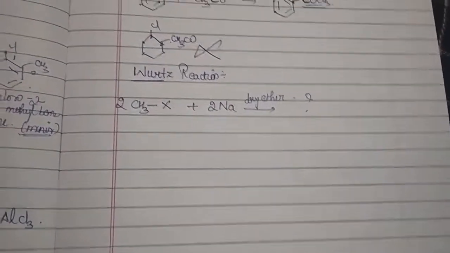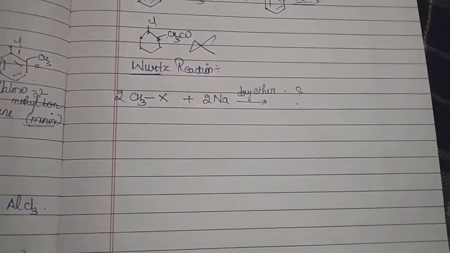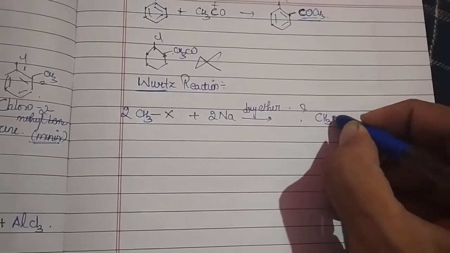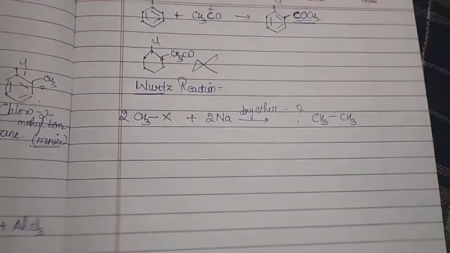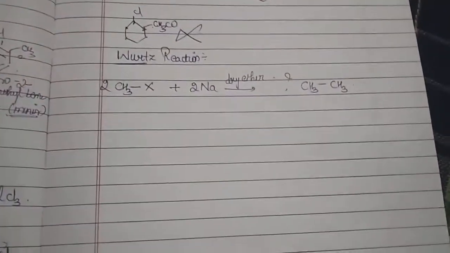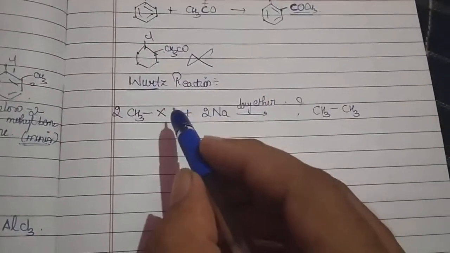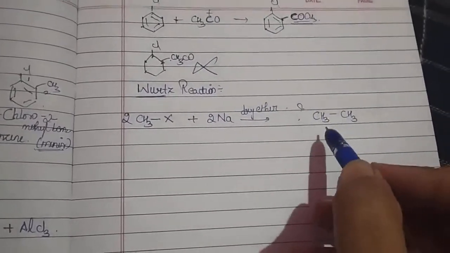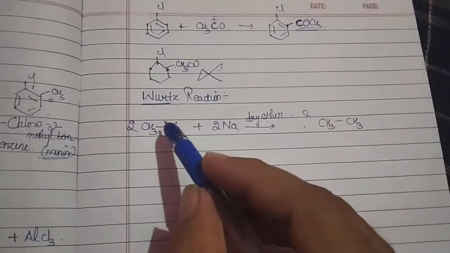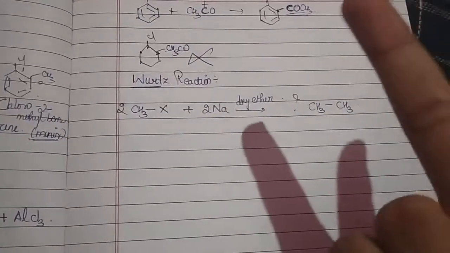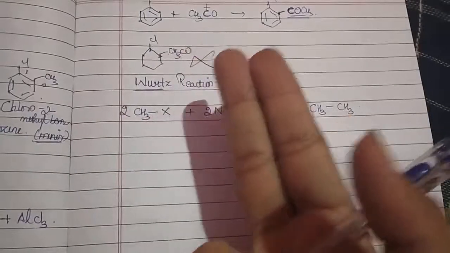I'm giving you 3 seconds. Recall fast. So basically we are going to get CH3-CH3. That is called a coupling reaction. So what do you mean by coupling reaction? Remember, coupling means couple. What does couple mean? It is a reaction in which two fragments are being joined.